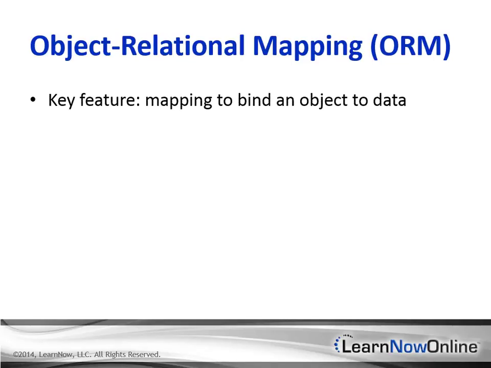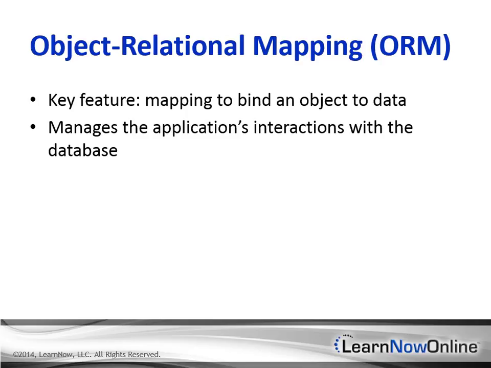The key feature of ORM is the mapping it uses to bind an object to its data in the database. Mapping expresses how an object and its properties and behaviors are related to one or more tables and their fields in the database. An ORM uses this mapping information to manage the process of converting data between its database and object forms and generating the SQL for a relational database to insert, update, and delete data in response to changes that the application makes to those data objects.